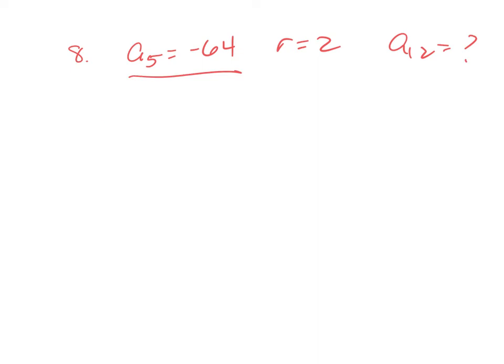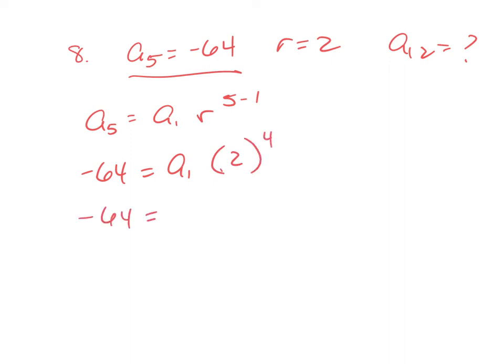You've got A5 equals A1 times r to the 5 minus 1. So negative 64 equals A1 times 2 to the 4. Negative 64 equals 16 times A1. When you divide by 16, you get negative 4 equals A1.